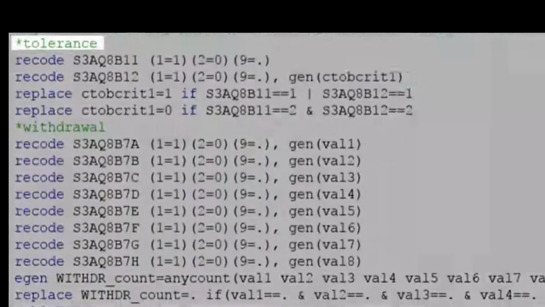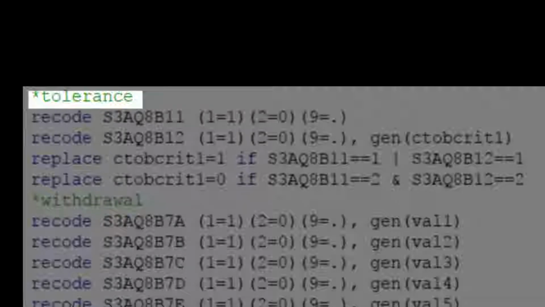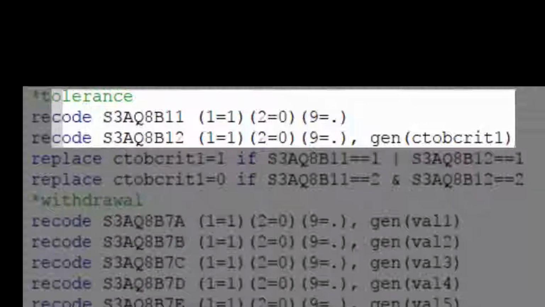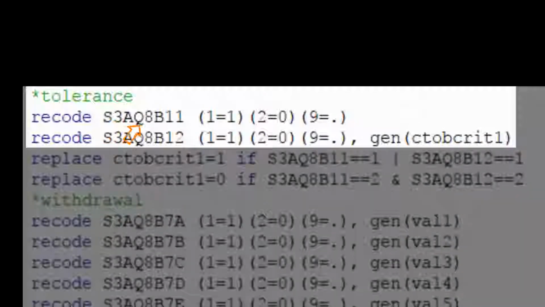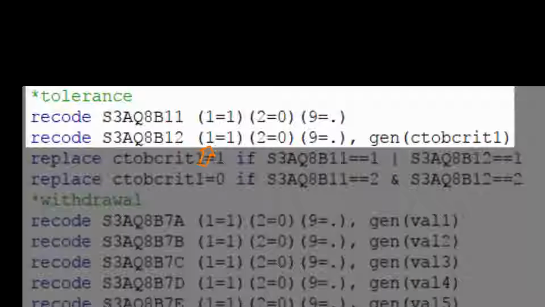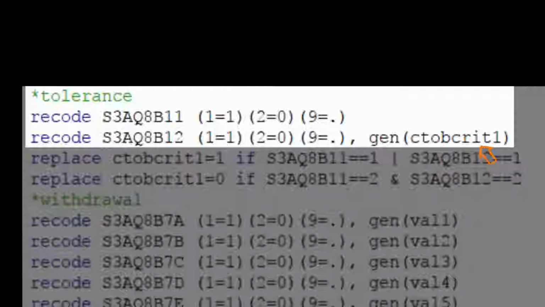and Statistical Manual. The first symptom is tolerance, which is measured by 2 variables in NESARC. We create a new variable, C to B crit 1. Recode S3AQ8B11 (1=1) (2=0) (9=.). Recode S3AQ8B12 the same way: (1=1) (2=0) (9=.), comma, gen (C to B crit 1).